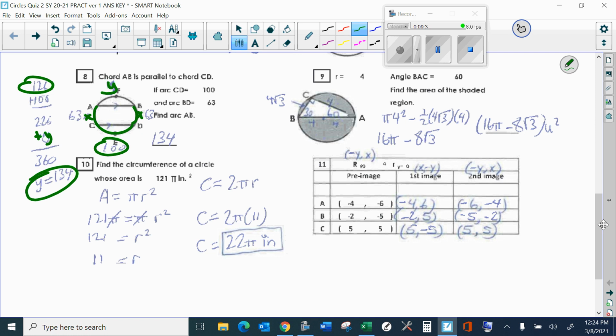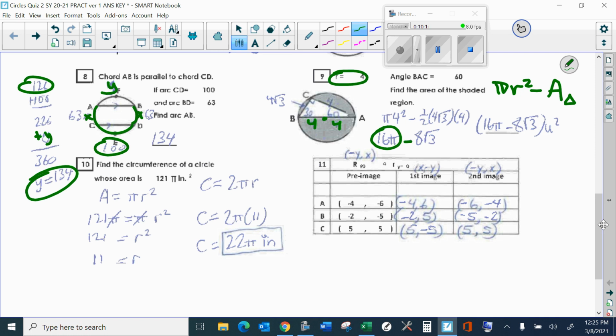Number 9, we are finding the area of the shaded region. So I have the area of the full circle, which is pi r squared, minus the area of the triangle. That's what I'm doing, and that gives me the shaded region. Well, it tells me right here, radius is 4. So I put a 4 and a 4 there. There's my center, 4 and 4, put radius there. So pi 4 squared is 16 pi. That's the area of the whole circle. And now we subtract off the area of the triangle.